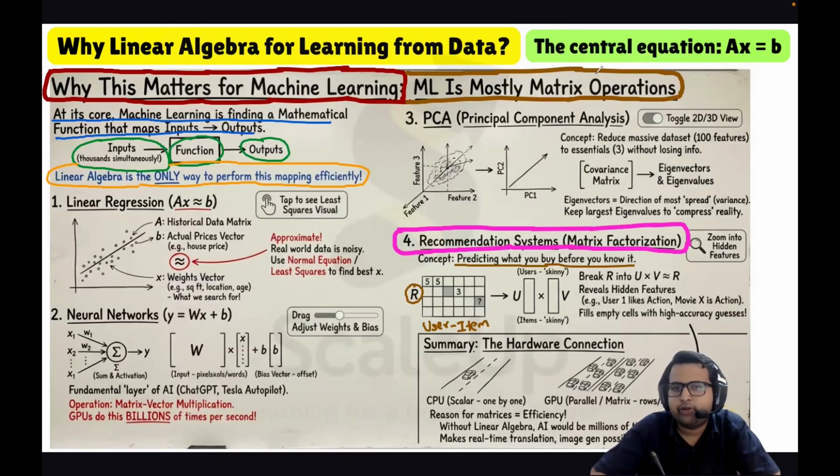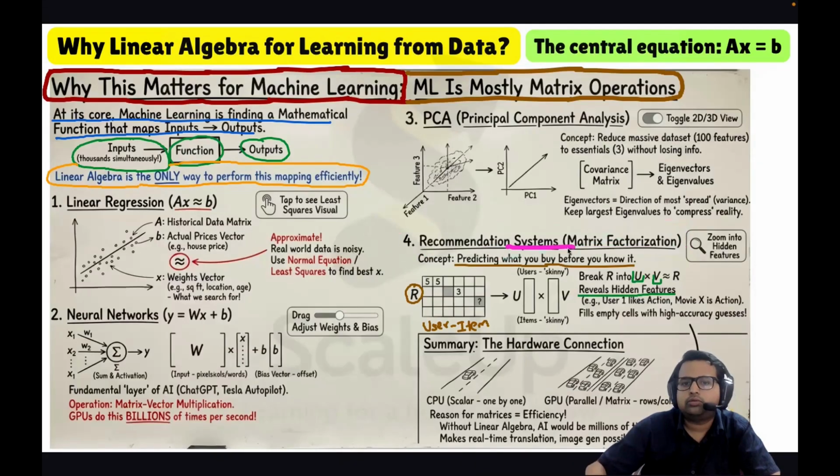So we do the matrix factorization. In recommendation systems, we start with a user item matrix and we break it into two small matrices U and V, such that U times V is approximately the user item matrix R. And these U and V matrices reveal the hidden features, which helps the AI to recommend to the users.